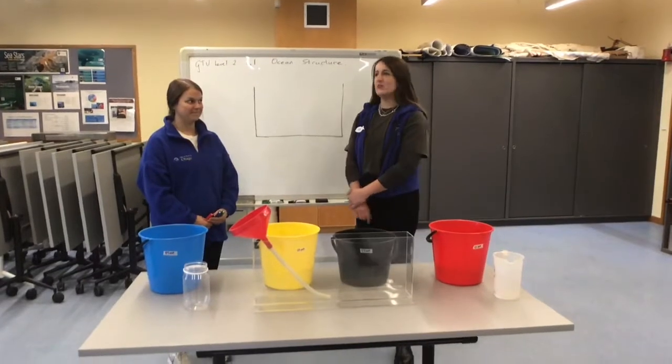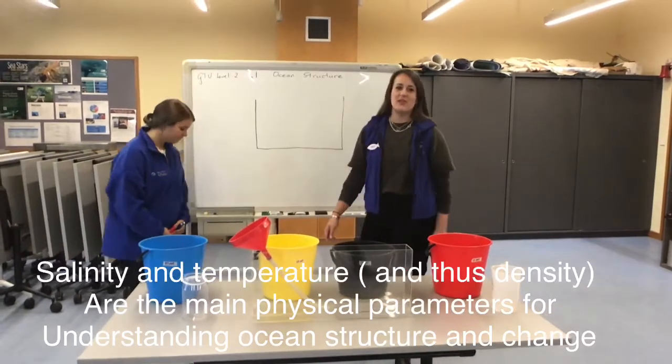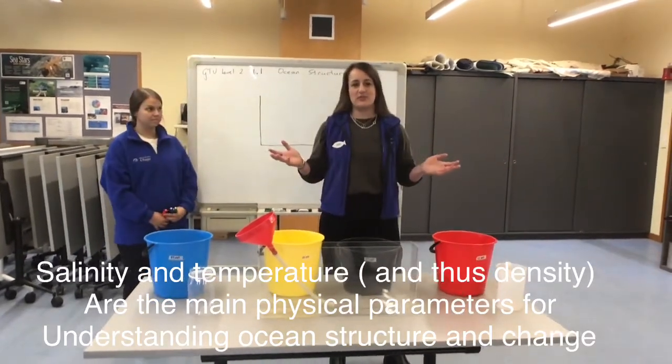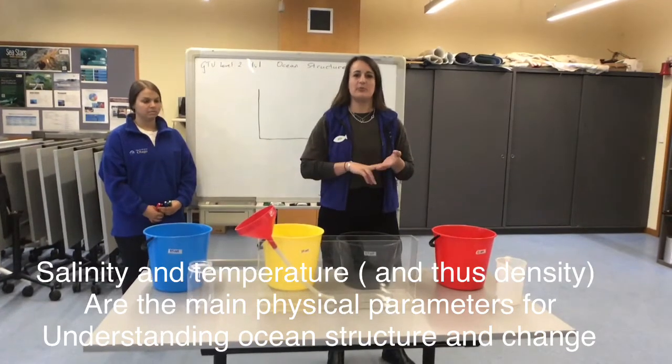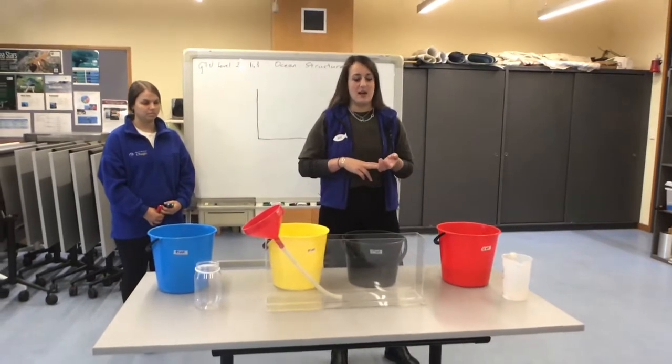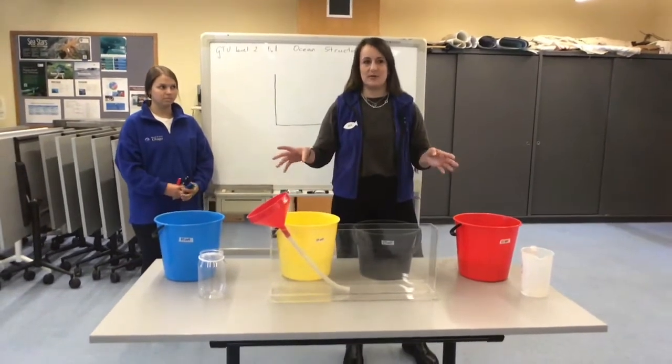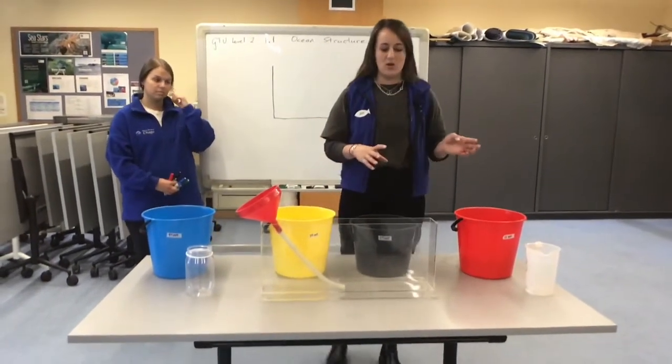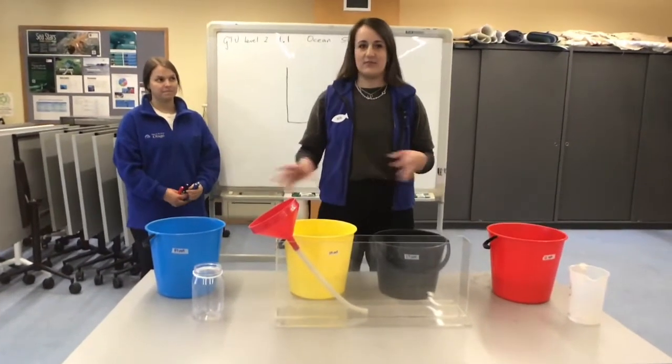Now we're going to have a wee look at ocean structure. So the way that we distinguish different water masses in the ocean is by two parameters. That's the salinity and the temperature. Now we're going to set up a wee little experiment here with some water at different salinities.